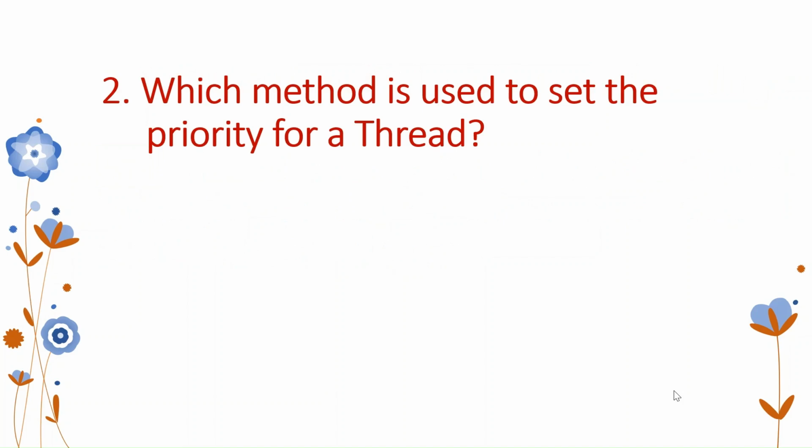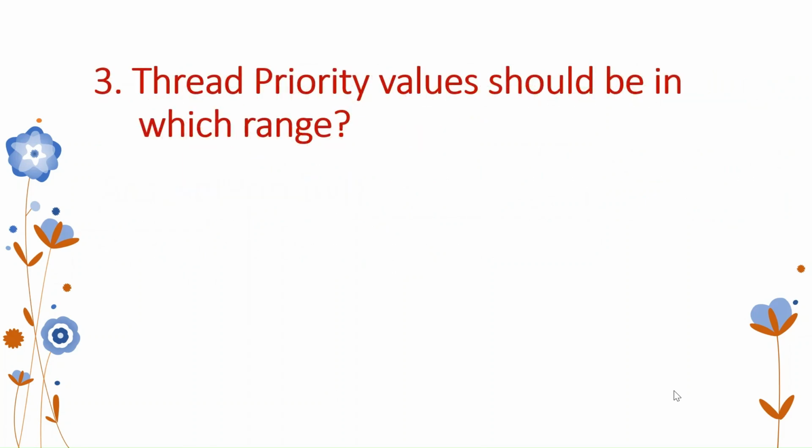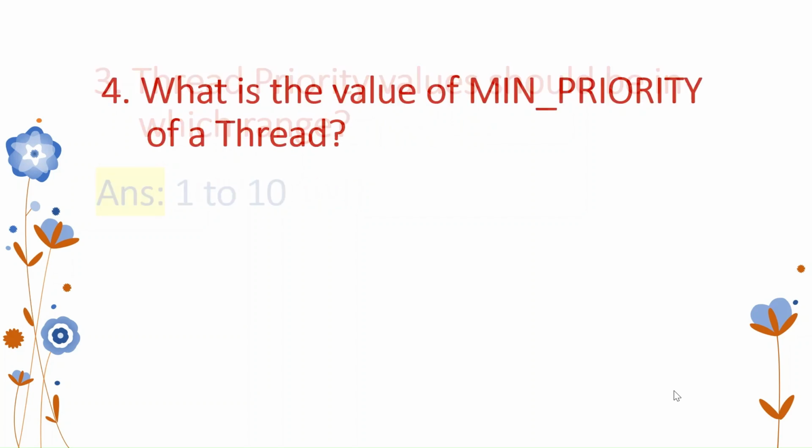Which method is used to set the priority for a thread? There is a method called setPriority. Through this method, I can set the priority for threads. Thread priority value should be in which range? It's 1 to 10. 1 is the minimum priority, 10 is the maximum priority.